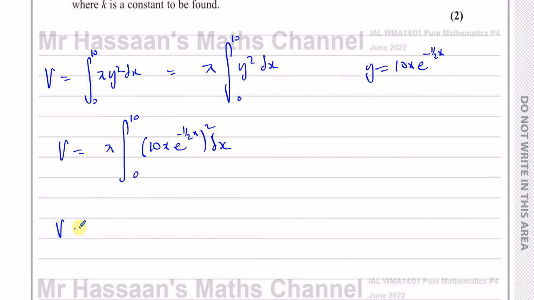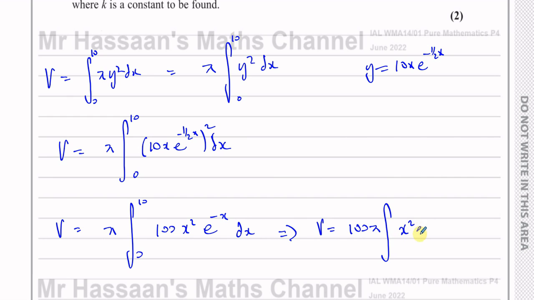So that's going to give us pi between 0 and 10 of 100 x squared. If you square e to the power of minus a half x, you basically multiply that power by 2, which gives you e to the power of negative x, dx. And that 100 we can write outside. So you end up with V equals 100 pi times the integral of x squared e to the power of minus x dx.